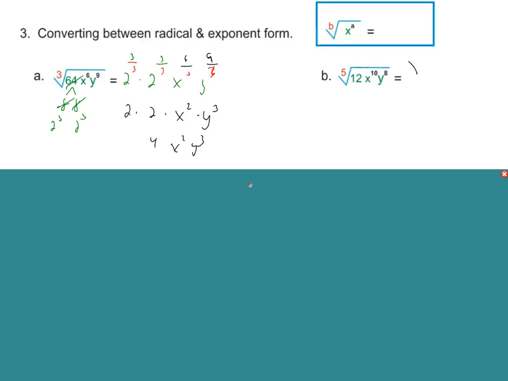Okay, so you can do the same thing there, and I'm going to skip that for time's sake. And again, by the way, the rule was x to the a over b, right? Whether you go from exponent form to radical form or radical form to exponent form, you go either way.